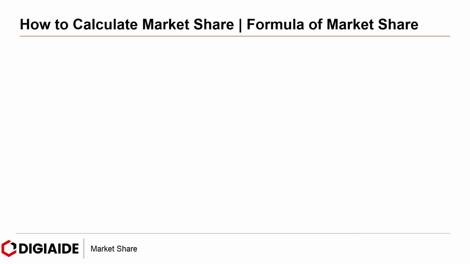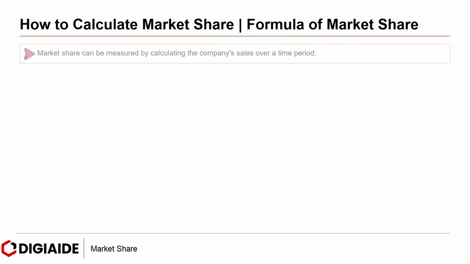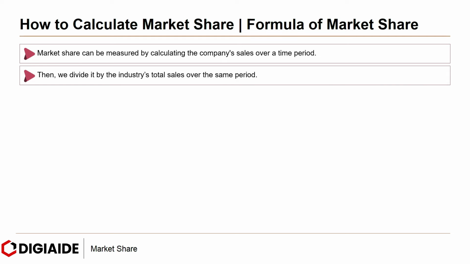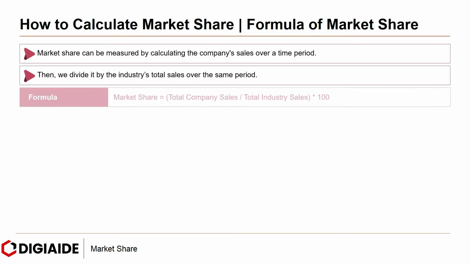So how to calculate market share, or the formula for market share? Market share can be measured by calculating the company's sales over a time period. Then we divide it by the industry's total sales over the same period. Therefore, the formula is: market share equals total company sales divided by total industry sales, multiplied by 100.